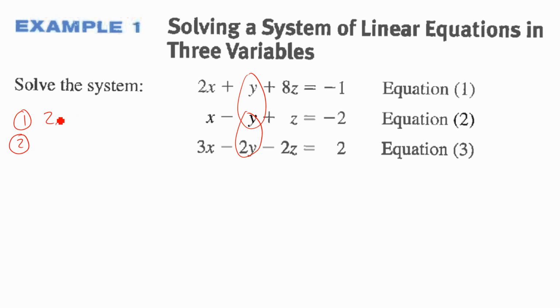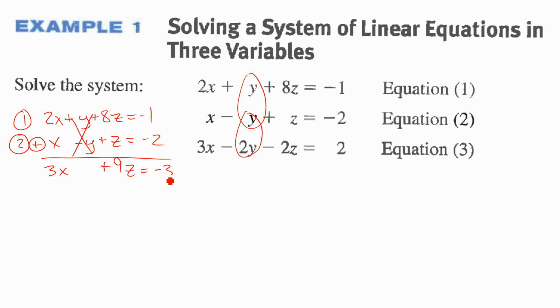2x plus y plus 8z equals -1, and x minus y plus z equals -2. Let's go ahead and add straight down. So we get 3x, the y's cancel, plus 9z equals -3.